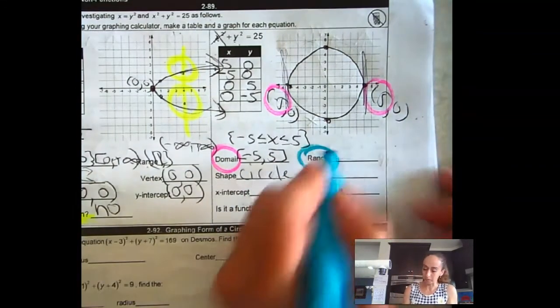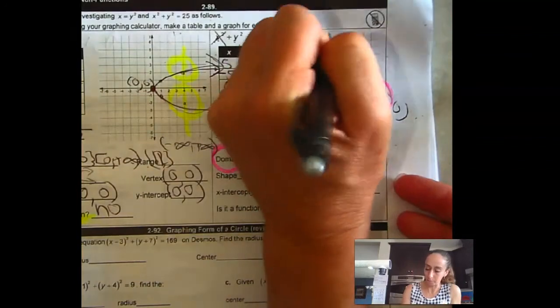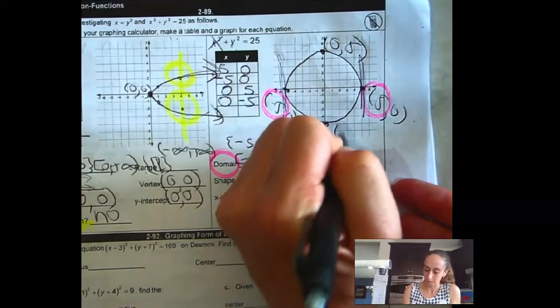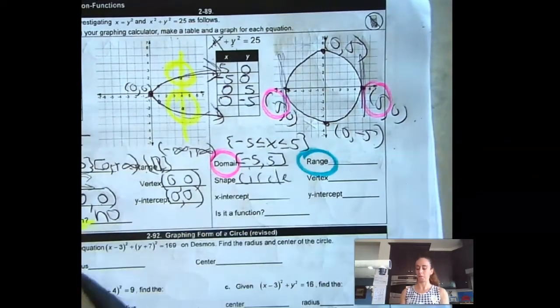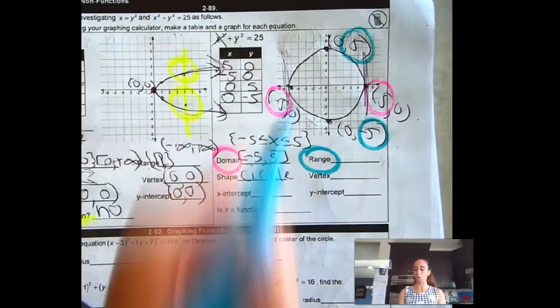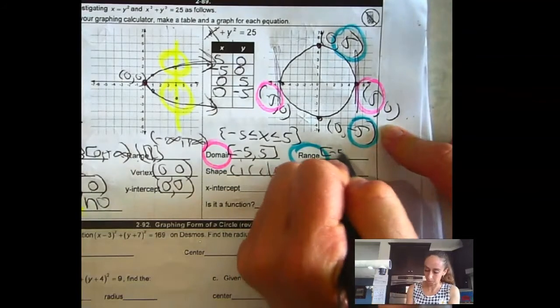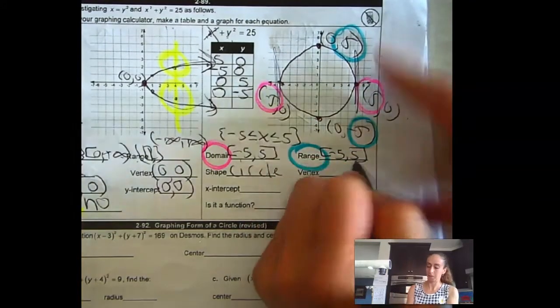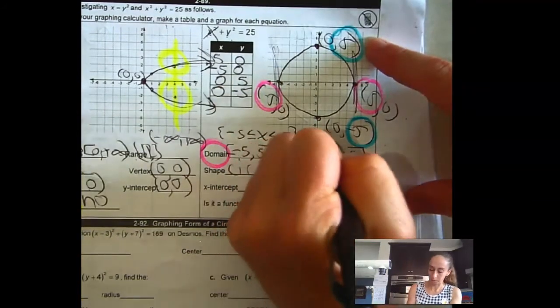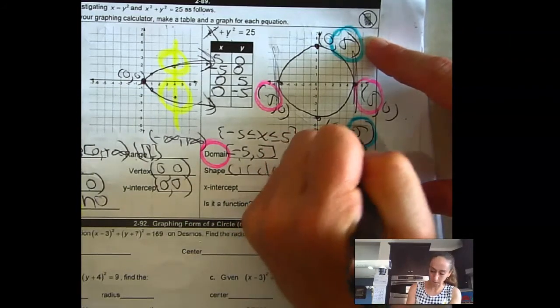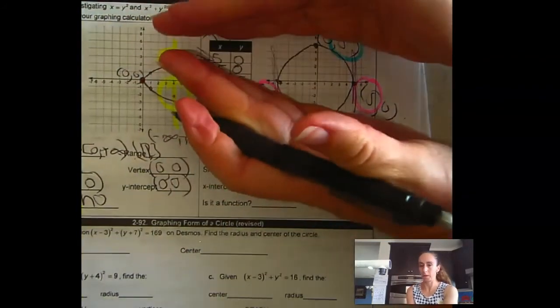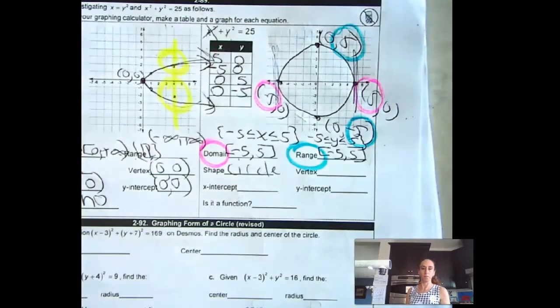Range. Range is everything y, which means it's everything up and everything down. So I'm dealing with my y. I know I always write things from smallest to biggest. Negative 5 is less than or equal to y, which is less than or equal to 5. So it's between here.